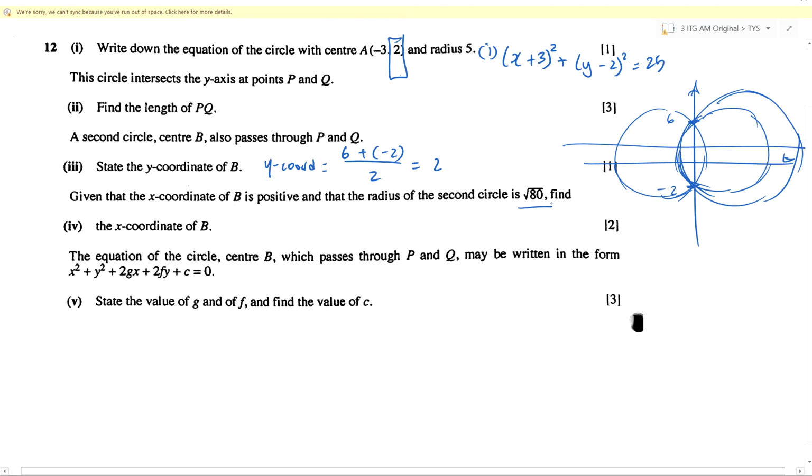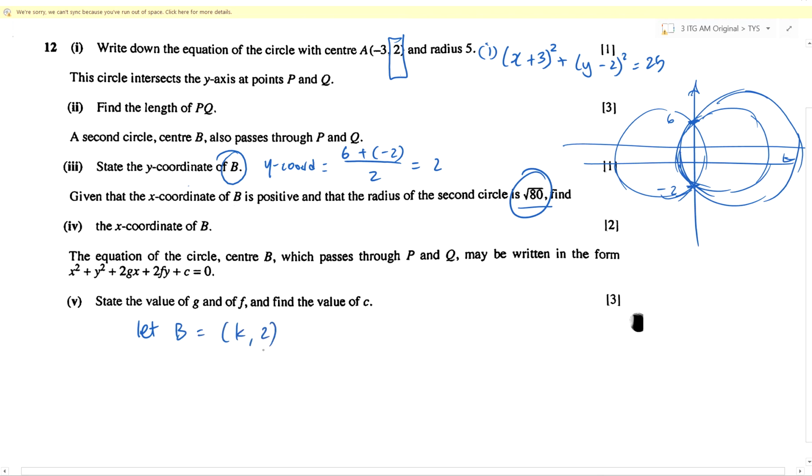All you needed to do was to find the length for part 2. And then in part 3 and part 4 and part 5, you do not have to refer back to P and Q. You don't need to assign them actual coordinates. Okay, so we are going to make use of the radius. We are going to make use of the y coordinate of B, as well as any one of these 2 points. Okay, so the general equation, the center, I'll be following the format shown in your TYS because that's a good presentation. Let B be (k, 2).